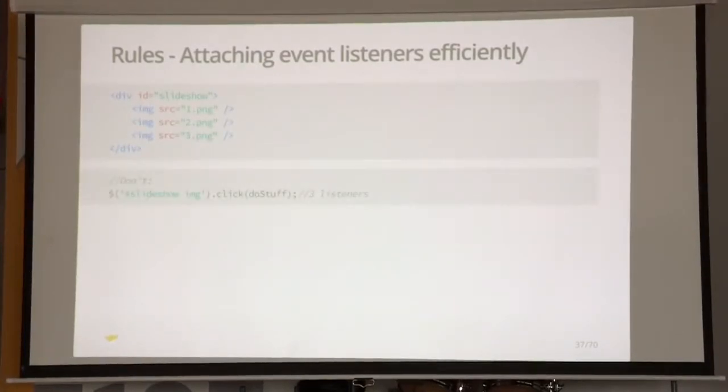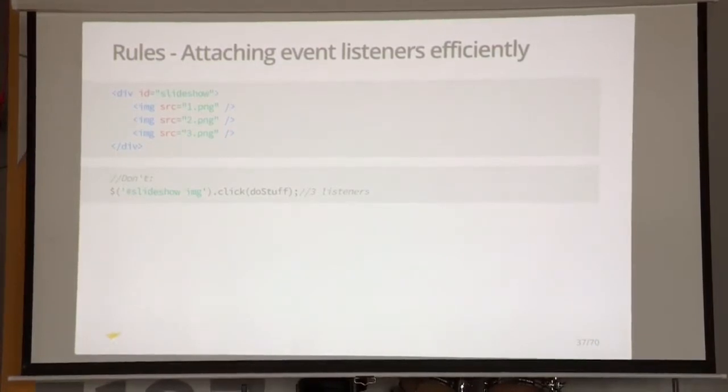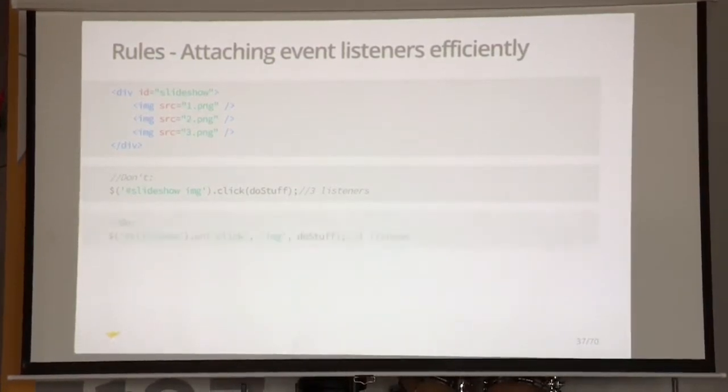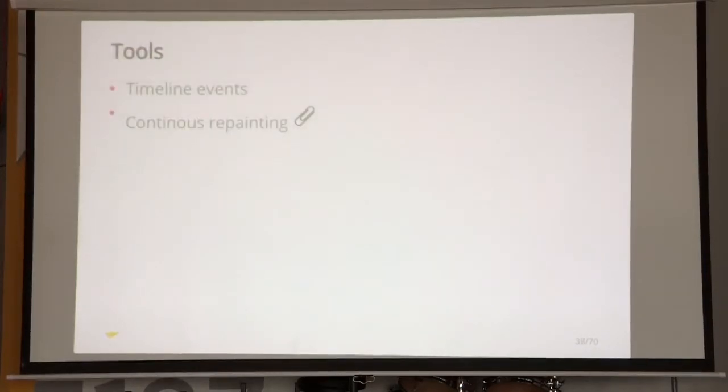Let's say I want to add event listeners. This adds 3 listeners because there are 3 images. You can do it with 1 listener, which is more efficient. You listen on the container itself, and then you can just handle it with the clicked image.